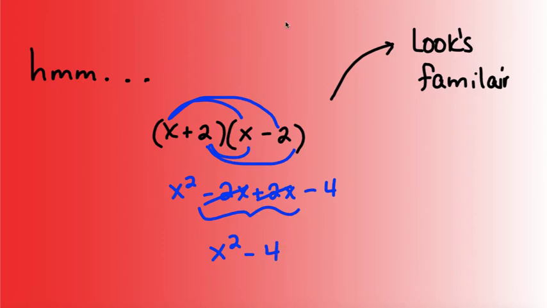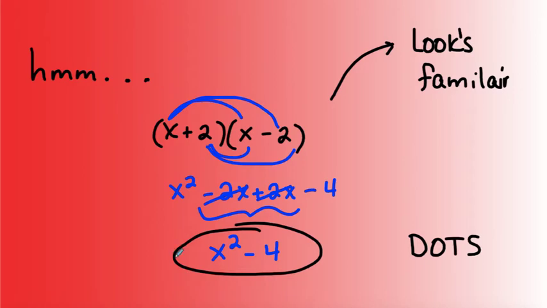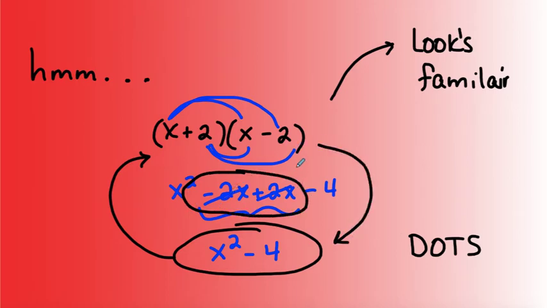x squared minus 4. Hopefully, you guys are really thinking it looks familiar because it's the difference of two squares. So x squared minus 4 is what we started with and we factored it. But if we take two binomials that are exactly the same but have one of the terms as opposite signs, well then the middle term cancels, just like that one did. And we'd end up back with the difference of two squares.